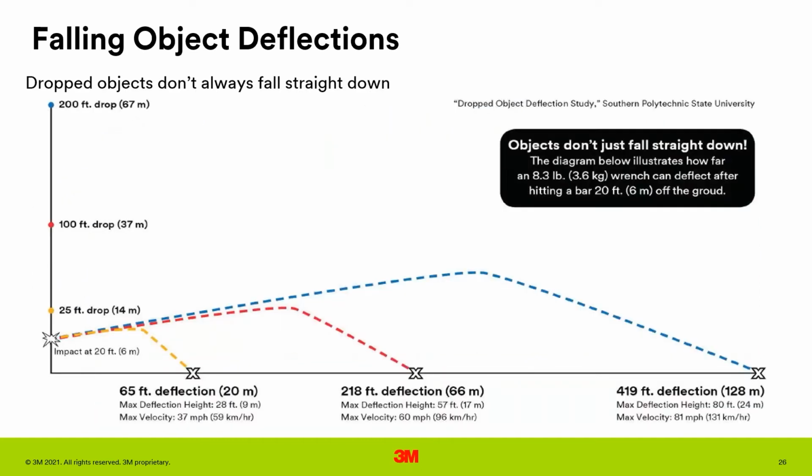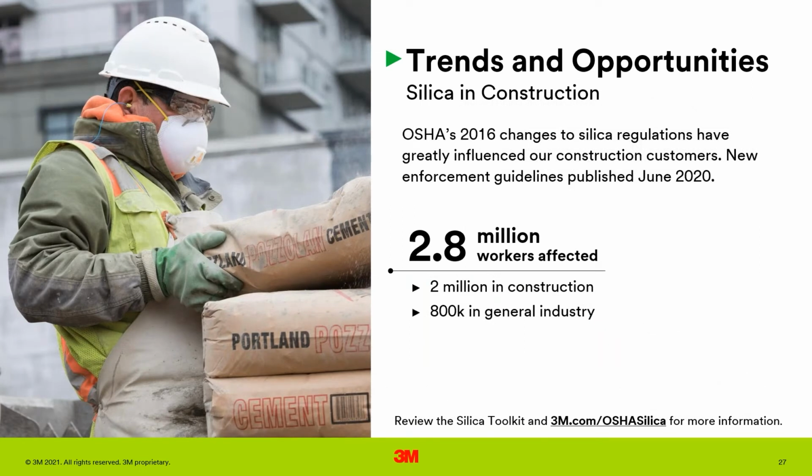Not only do you have to worry about objects dropping straight down, objects can also deflect. Sadly, there was a story of a person visiting a construction site to make a delivery. A tape measure was dropped from several feet high. It came down, bounced off of something, and struck that person in the head and killed them because of a deflection. An object dropped from 200 feet, that same 8-pound wrench, can deflect up to 400 feet, or slightly more than a football field. So it's important to keep those objects tethered as much as possible. We'll be talking later about our fall protection for tools line.